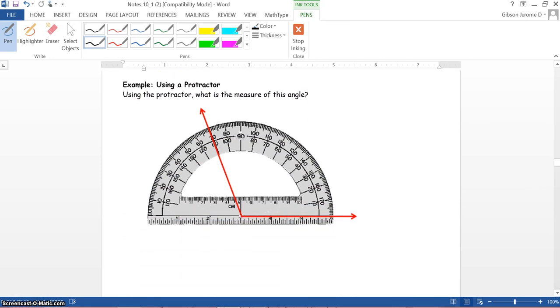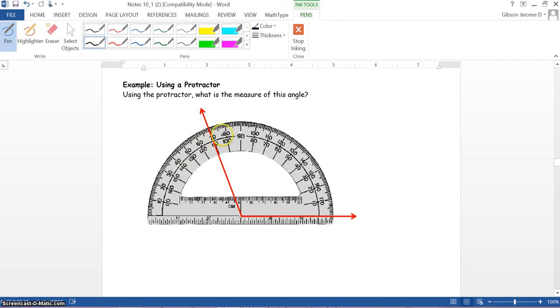Now, it says example, using a protractor. Using the protractor, what is the measure of the angle? Now, first of all, we see here that we're going counterclockwise, so we know our answer is going to be positive. Next, we notice that this is an obtuse angle, because if this would have been a 90-degree angle, it would have gone straight up here. And this is not less than 90 because it would be here. So we notice this is obtuse, so we know it's greater than 90, but less than 180.